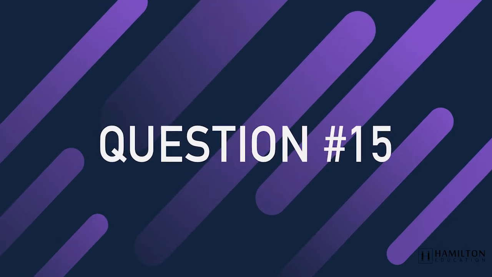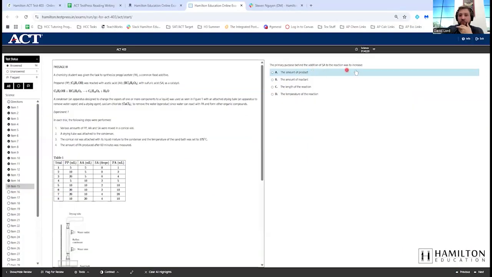The prime purpose behind the addition of SA to the reaction was to increase what? Well, first off, SA, it said, was a catalyst. So usually with a catalyst, it shortens reaction time. So it's not C, it doesn't increase reaction time, it doesn't increase temperature. It definitely doesn't increase reactance. So generally speaking, it should make the reaction go faster.